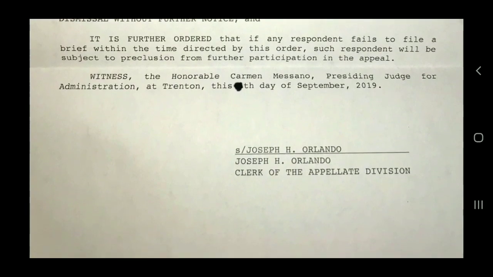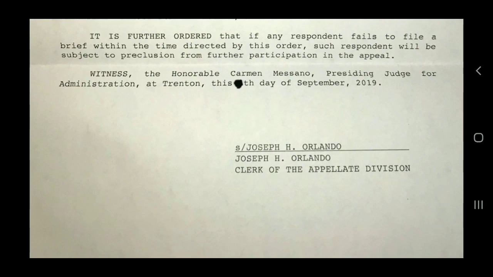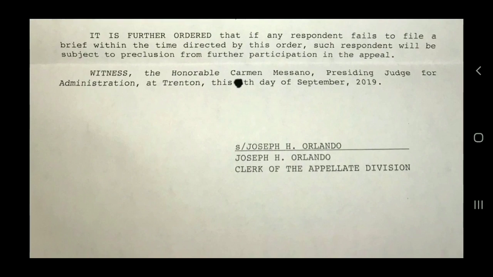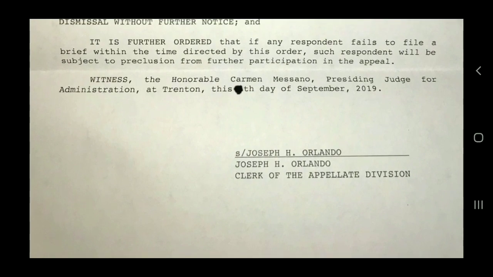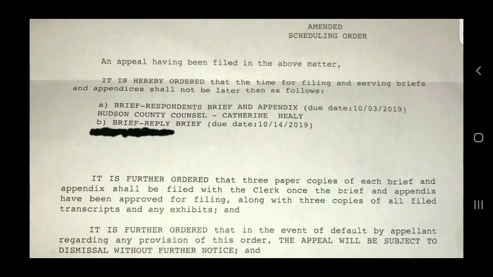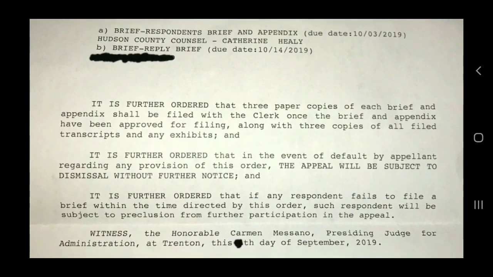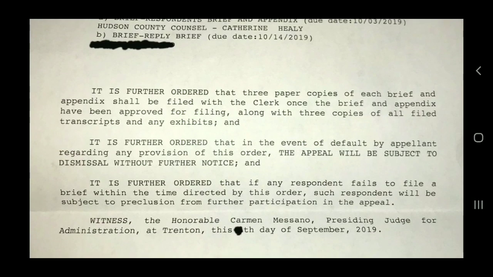But let's continue. It is further ordered that if any respondent fails to file a brief within the time directed by this order, such respondent will be subject to preclusion from further participation in the appeal. So again, if they, which is Hudson County, right? If the counsel for Hudson County does not respond back by October the 3rd, 2019, then she loses her right to argue in the appeals court against my OC's appeal brief and appendix. Okay, which I don't think she's going to respond back. But even if she does, then we'll send a reply brief.